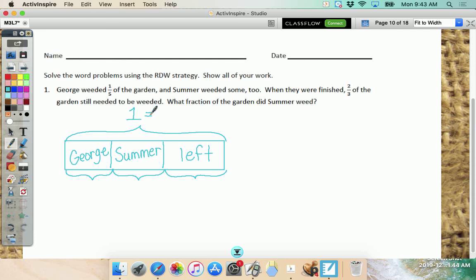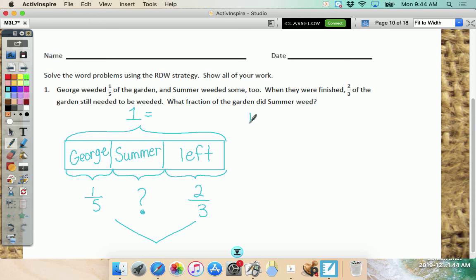Okay, so how much did George weed? How much did Summer weed? 2/3. No. Unknown. We don't know it. It says Summer weeded some. And when they were finished, 2/3 of the garden still needed to be weeded. Okay. So now what was our strategy, boys and girls? Add them together and subtract from one whole.